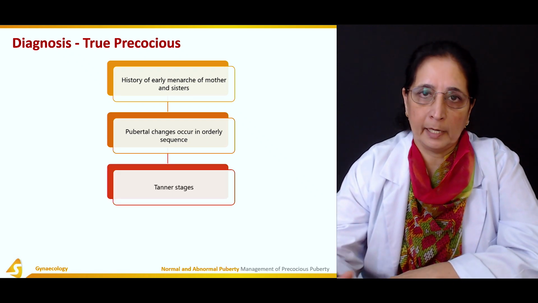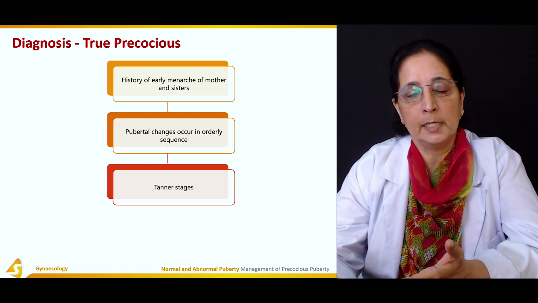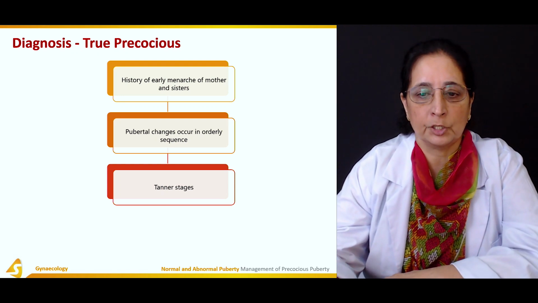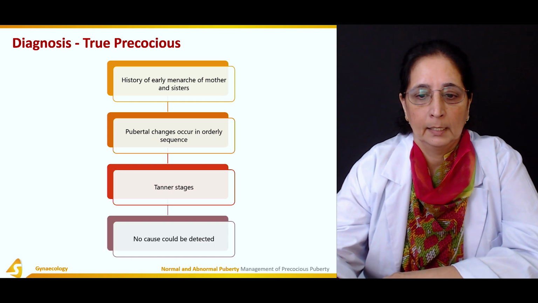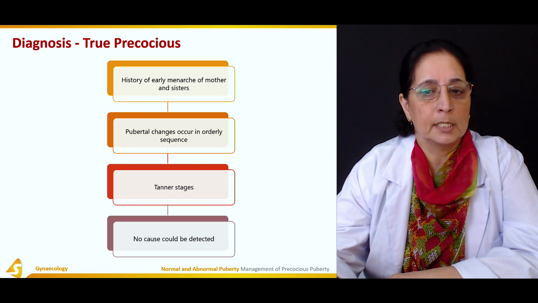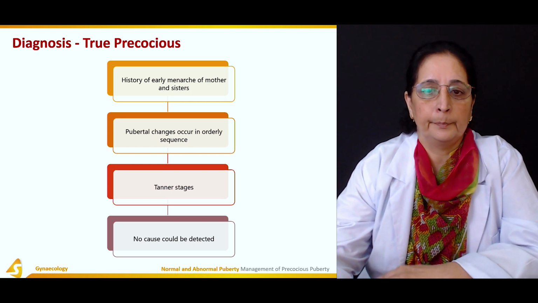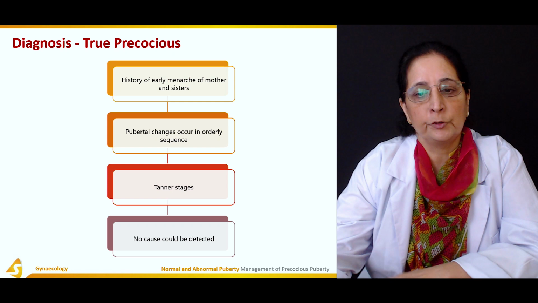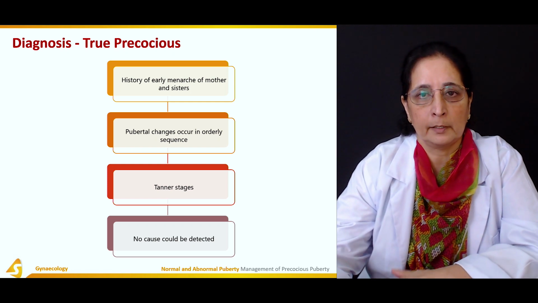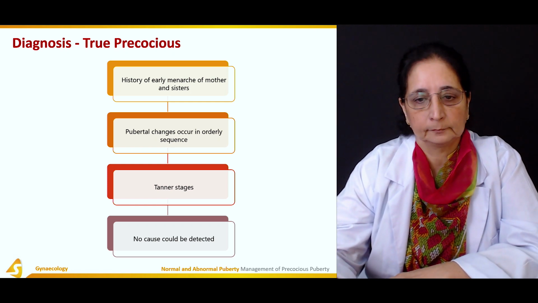Tanner stages are in the sequence. We talked about the Tanner staging in the last section of our lecture. Then no cause could be detected. If no cause is present for a precocious puberty, then it's true precocious puberty or it runs in the family.